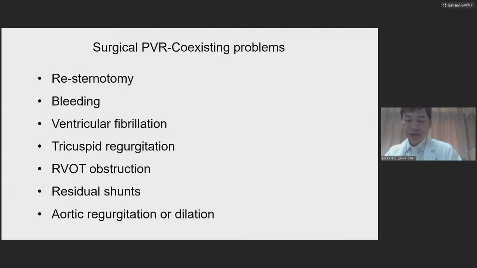Patients with repaired Tetralogy may need other operative procedures together with the PVR, including tricuspid valvuloplasty, right ventricular outflow tract repair, residual shunt repair, and aortic valve intervention. Risks of resternotomy, ventricular fibrillation, and bleeding may occur during the procedure.